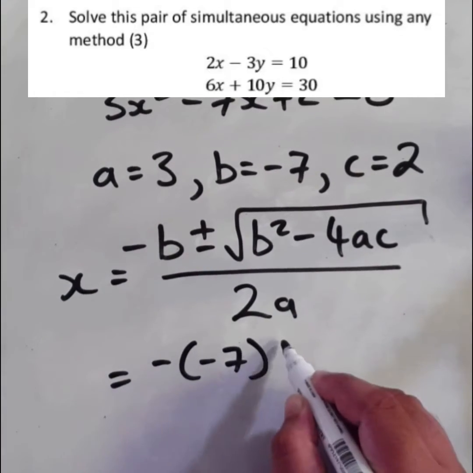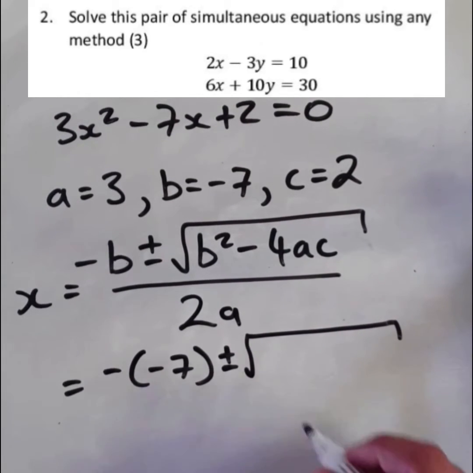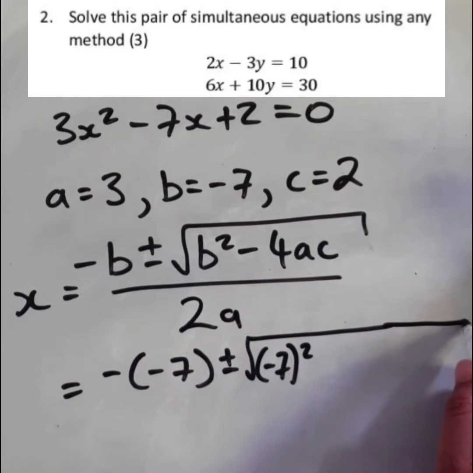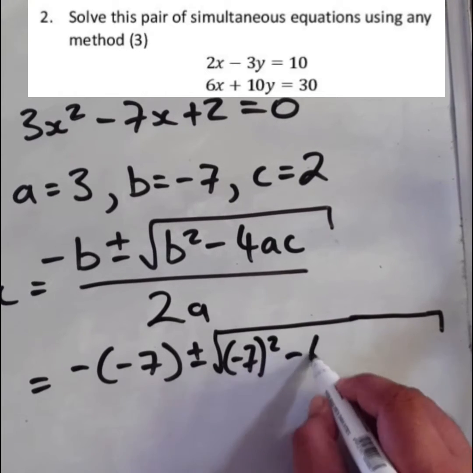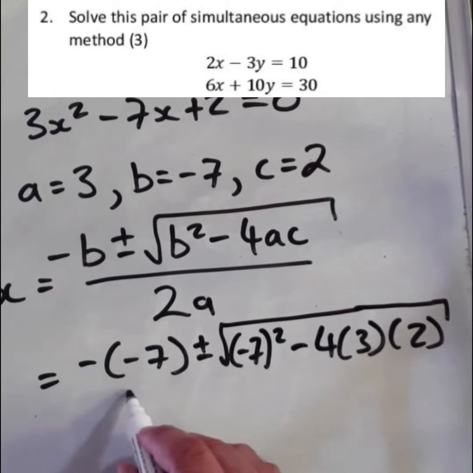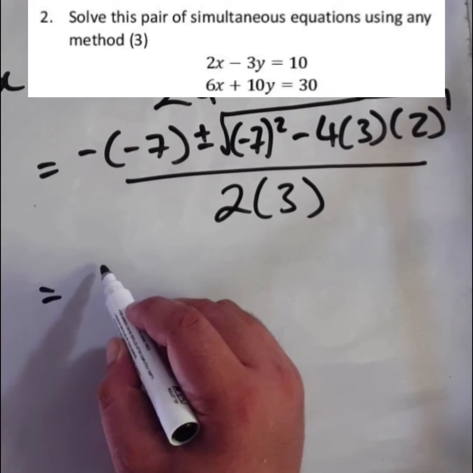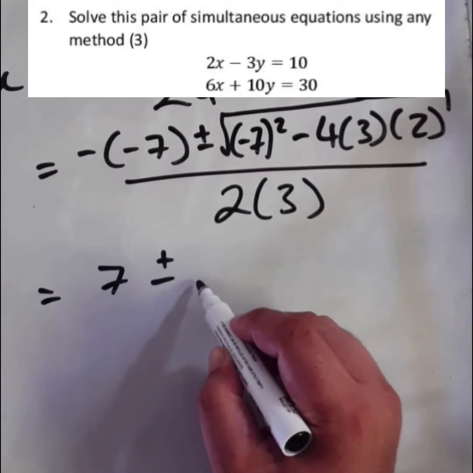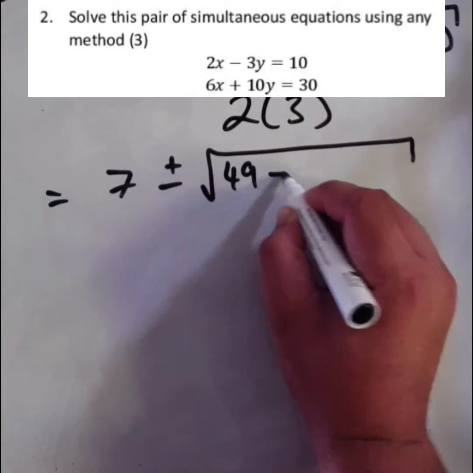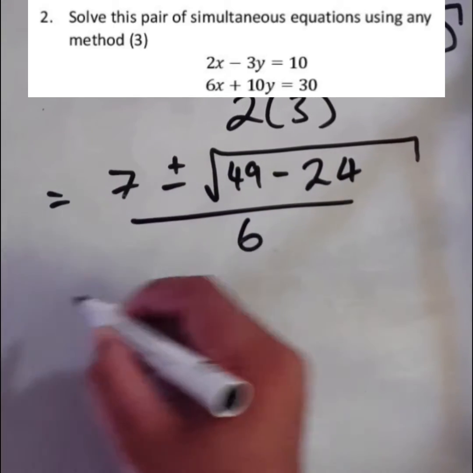So negative b, which is negative times negative 7, plus or minus the square root of b squared, which is negative 7 squared, minus 4ac. So this is going to be 4 times 3 times 2, divided by 2a, which is 2 times 3. Now let's simplify this. So negative times negative 7 will give you positive 7, plus or minus the square root of negative 7 squared, which is 49, minus 4 times 3 times 2, which is 24, divided by 2 times 3, which gives 6.